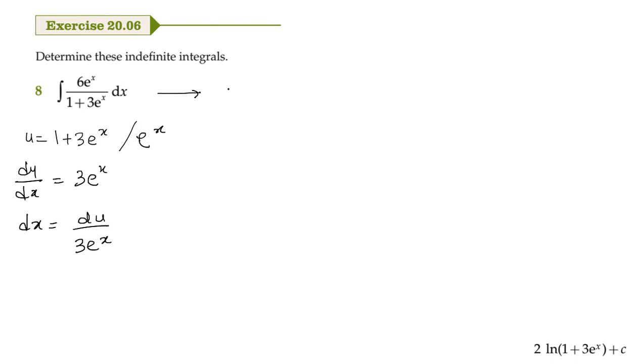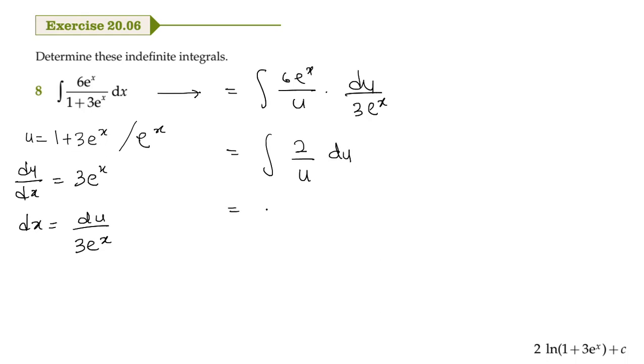So the function over here becomes 6 exponent of x divided by u, and dx becomes du over 3 exponent of x. Can we simplify anything over here? Yes. So you can cancel out this 6 exponent x with 3 exponent x. So what you have is 2 divided by u du. Again, you will have a reciprocal. So therefore 2 ln modulus u plus c. So what we have is 2 ln modulus of 1 plus 3 exponent of x plus c.